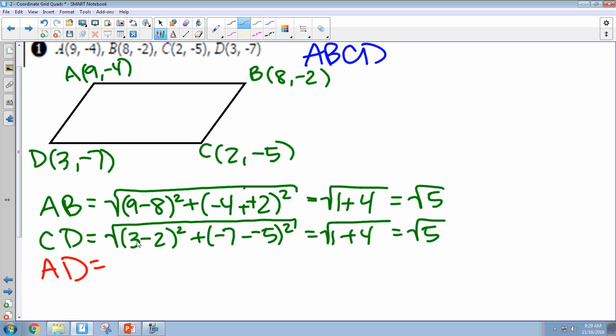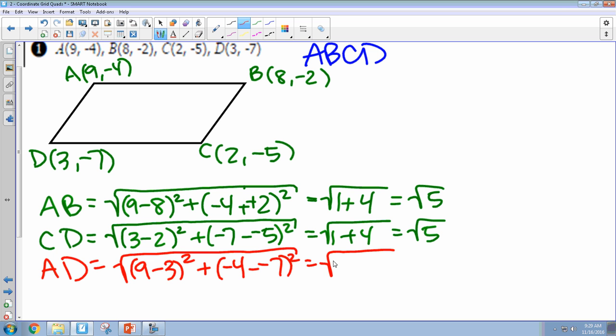So now we're going to do AD, same exact way. (9 minus 3) squared plus (-4 minus -7) squared. 9 minus 3 is 6, so the squared is 36. This should always be positive. -4 minus -7 is really plus, this gives me a 3. This is plus 9, which gives me the square root of 45.